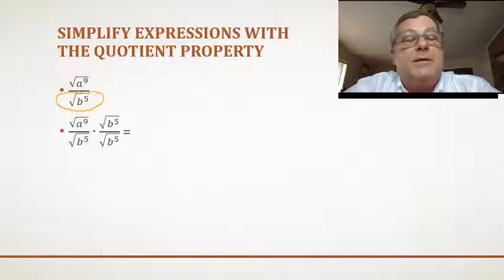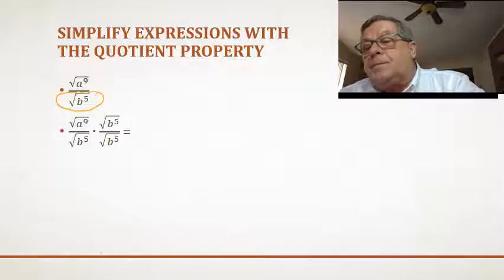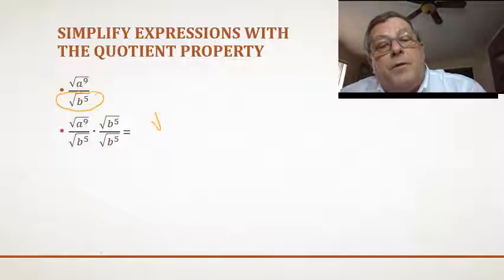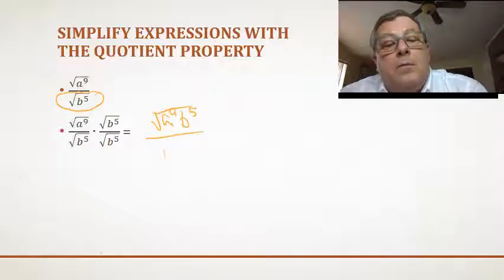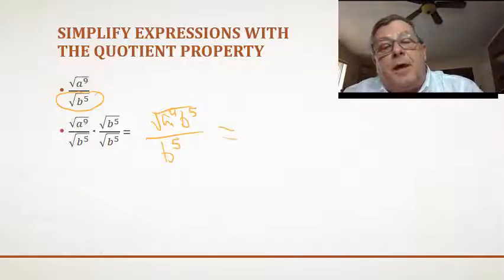Now, I'm looking at this stage to cancel the square root in the denominator by multiplying two square roots together. Square root times the square root equals what's under the square root. And so when we do this, then I'm going to have here the square root of a to the 9th, b to the 5th, over b to the 5th. All right, so at least I've got the step done to get the denominator rationalized.